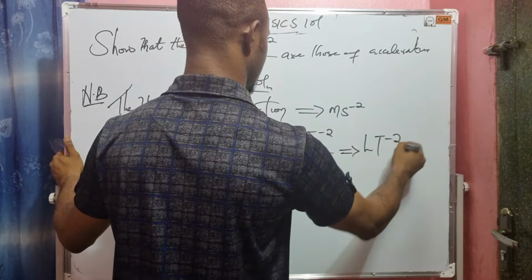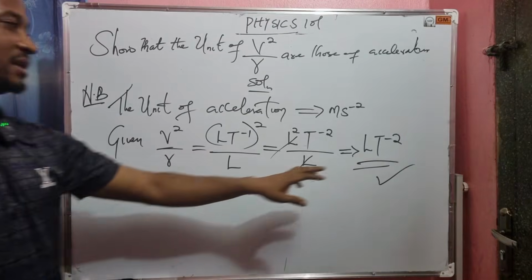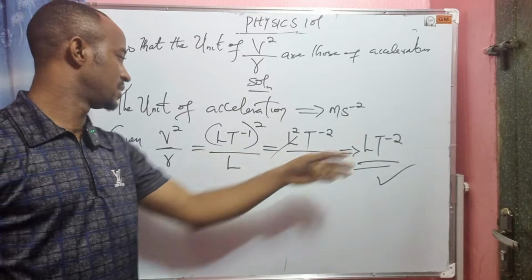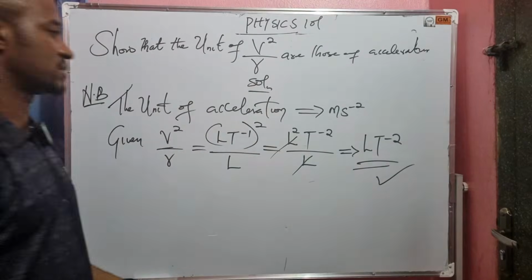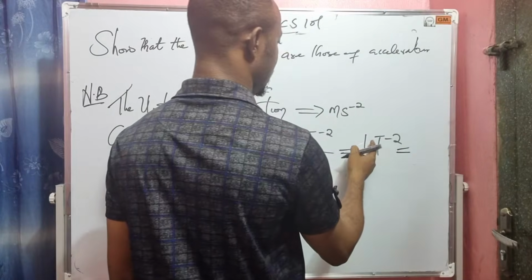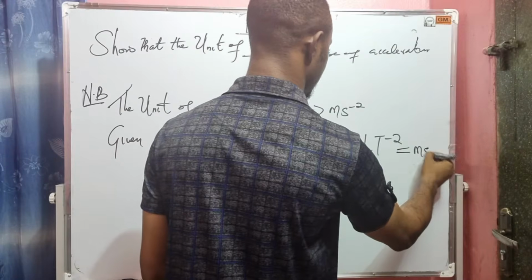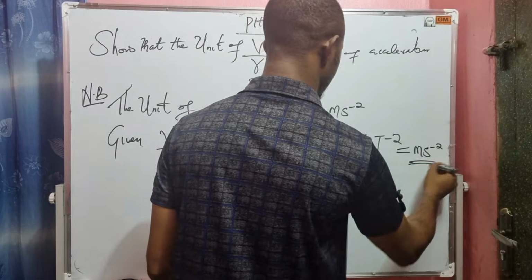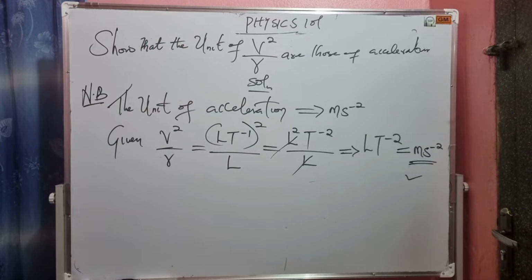LT minus 2, final answer. This is the show. So after the proof, we find out that the unit of this is that of what? Acceleration. So I can end up by saying capital letter L is meter, T is per second square. Final answer. So this is how to show that. Next question.